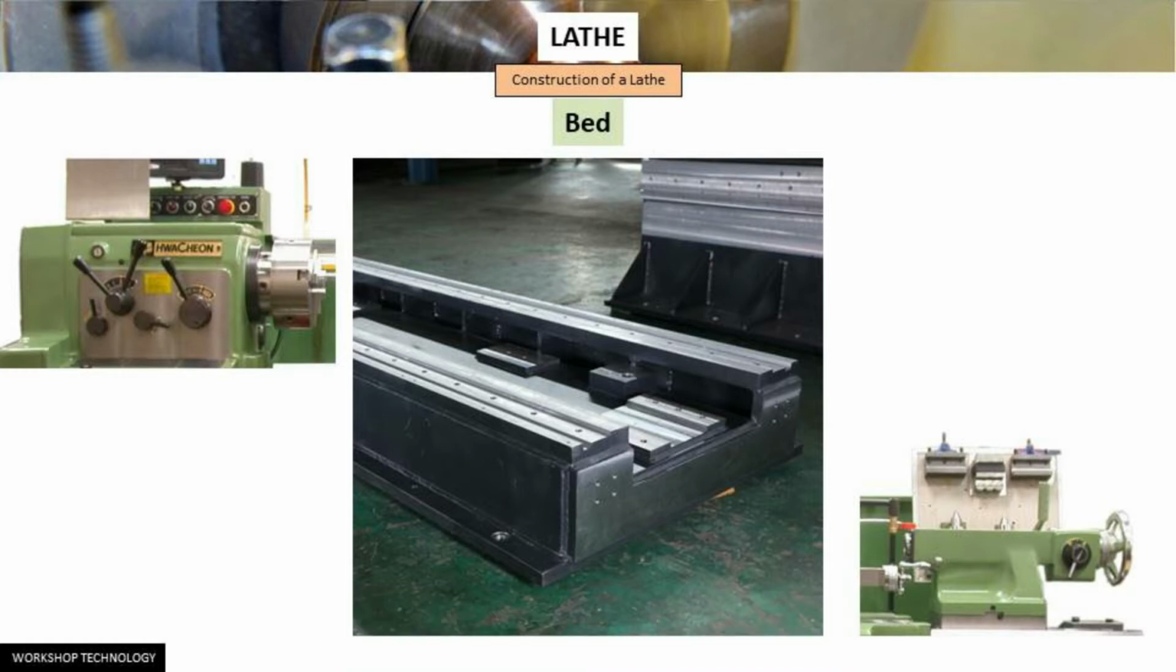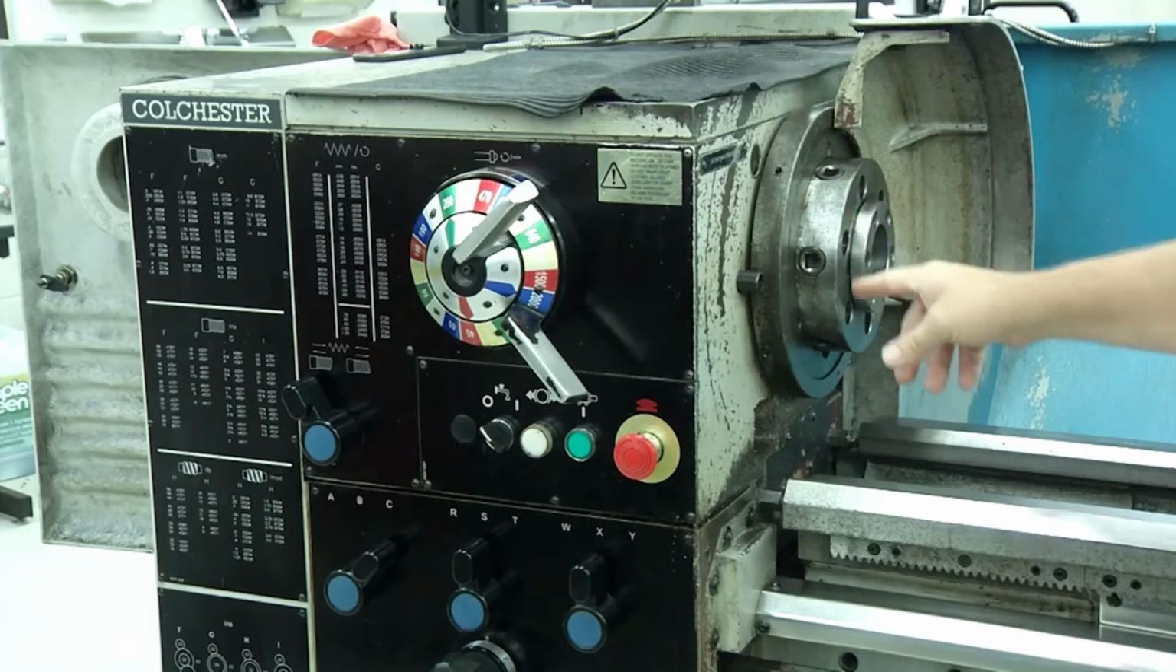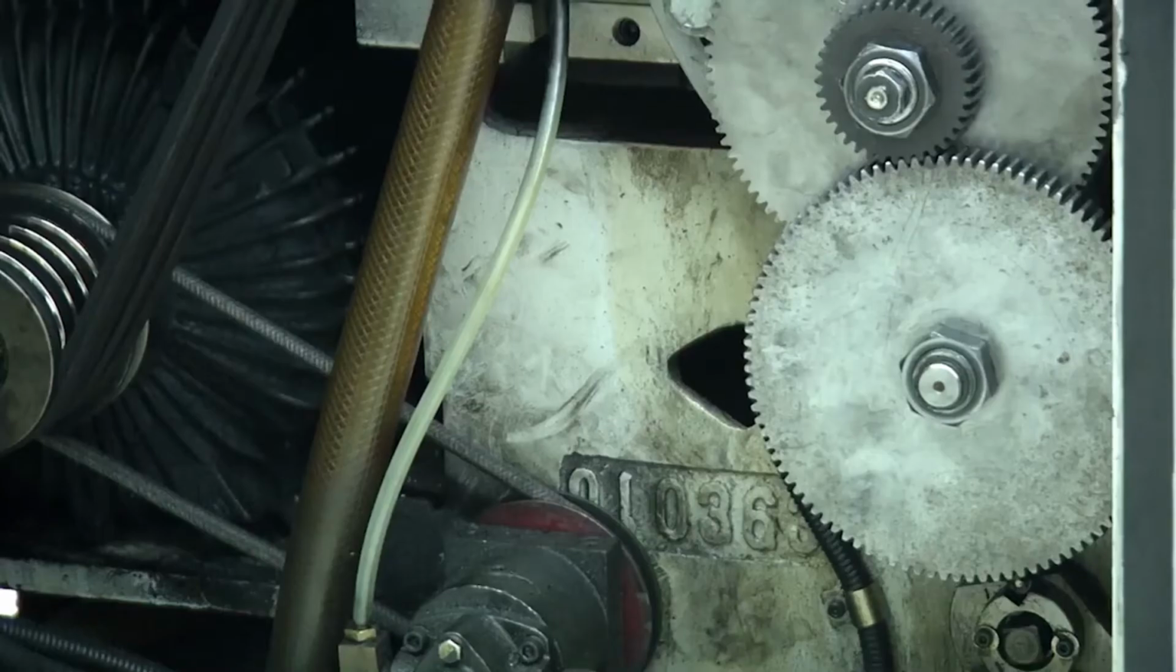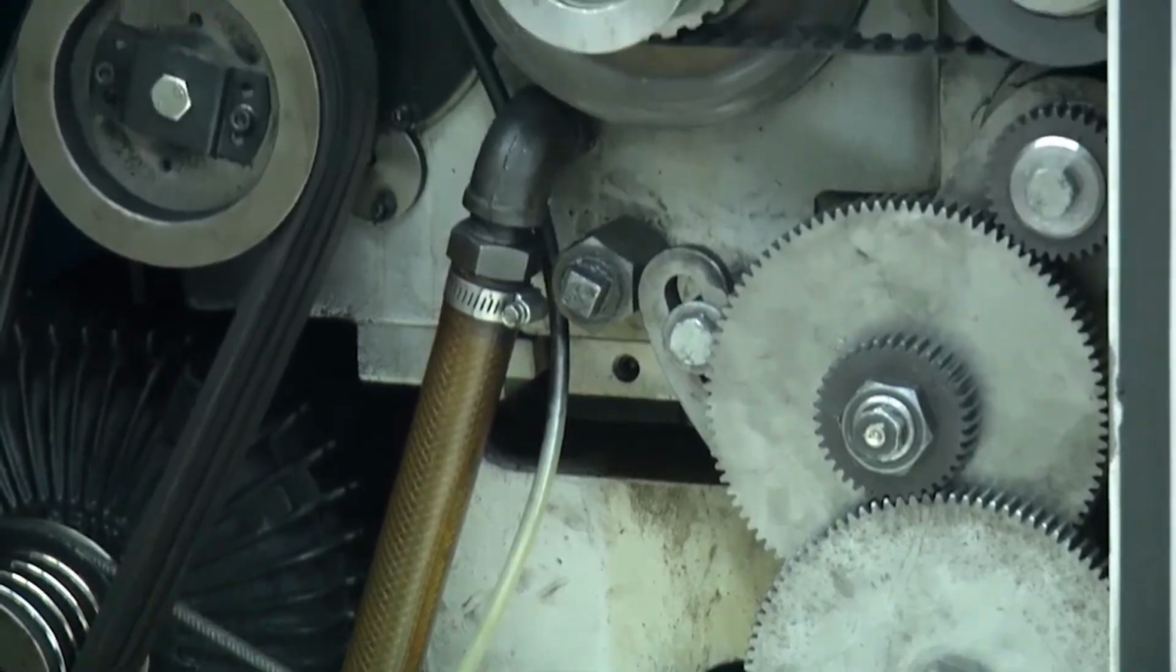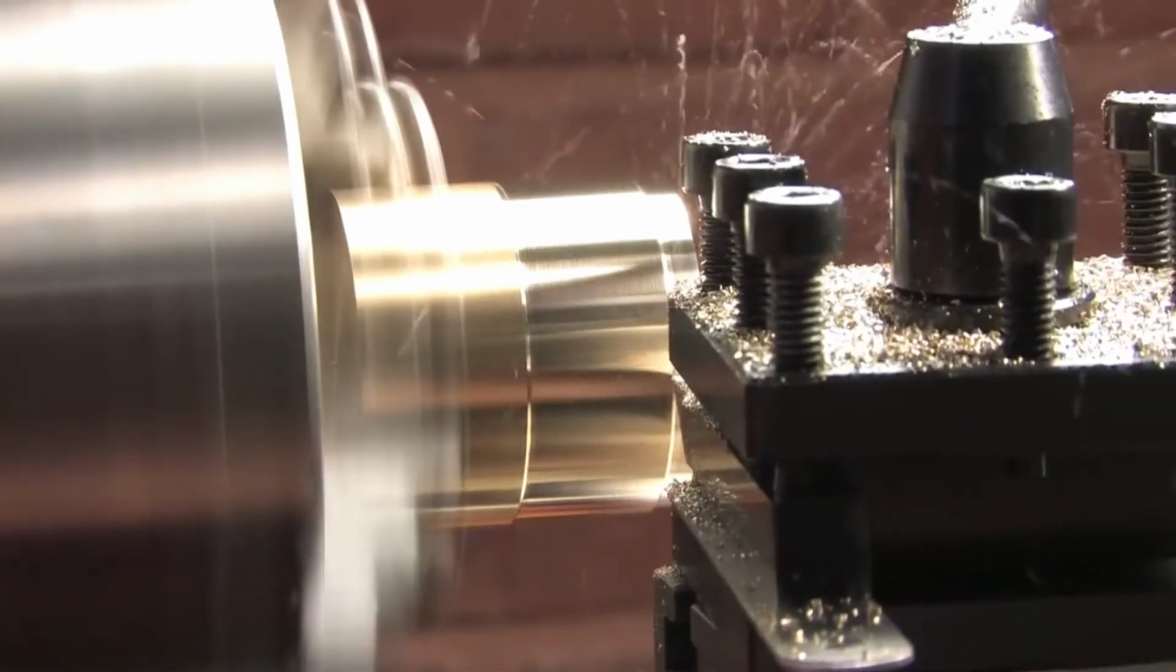Next we have the headstock. The main function of the headstock is to transmit power to the different parts of the lathe. It comprises the headstock casting to accommodate all the parts within it, including the gear train arrangement. The main spindle is adjusted in it, which possesses a live center to which the work can be attached. It supports the work and revolves with the work.